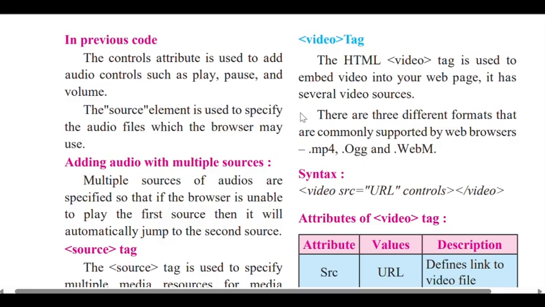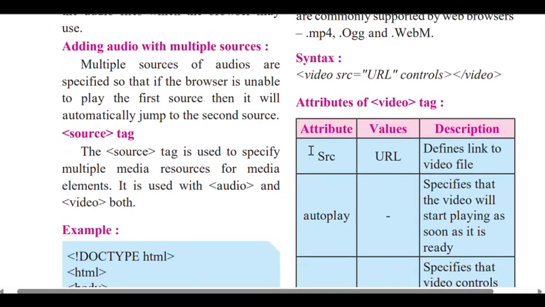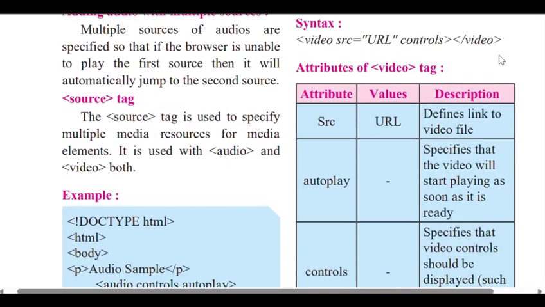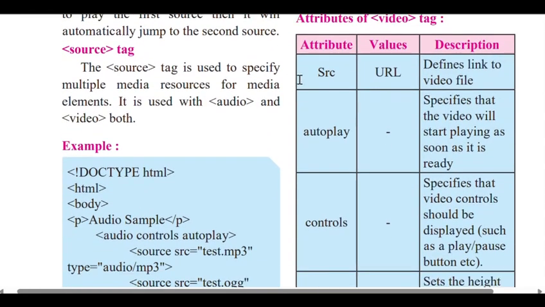Now we are going to learn about the video tag. The HTML video tag is used to embed video into your web page. It has several video sources. There are 3 different formats that are commonly supported by web browsers, that is .mp4, .ogg, and .webm. Syntax: video src is equal to URL, controls, video close.